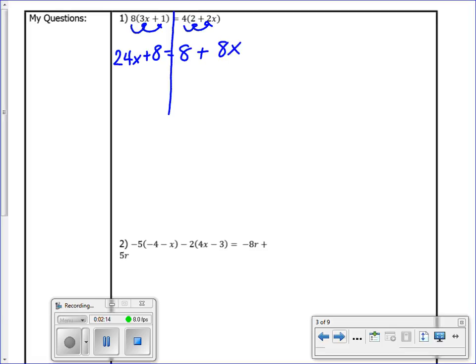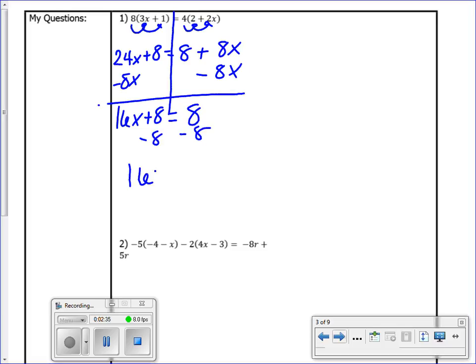Now, if you remember from solving an equation, you have to get letters on the left. So we have to subtract 8x on the right from 24x. When we do this, we end up getting 16x plus 8 equals 8. Now, number on the right, so subtract 8 from both sides. 16x equals 0. And how do we get rid of that 16 in front of x? We divide both sides by 16. And your solution is x equals 0.